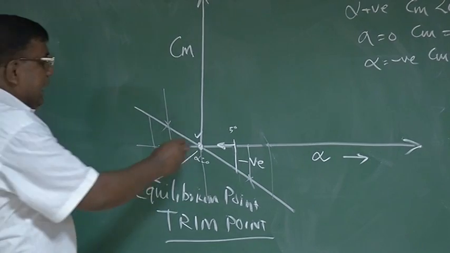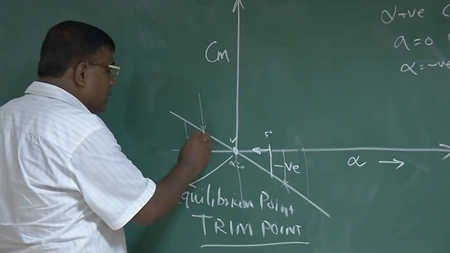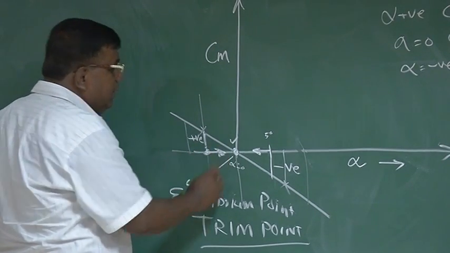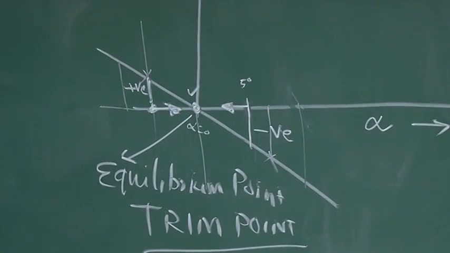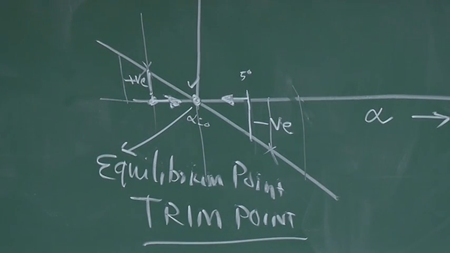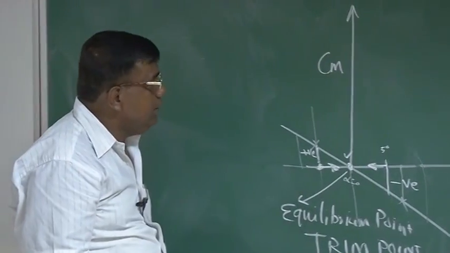Similarly, if it has a negative disturbance, let's say here, it will generate a positive moment, nose up. Again it will try to go towards this point. So indeed, about this equilibrium, this aircraft or this plate is having static stability. Is it clear? Okay. Now there is a little finer thing you must understand.